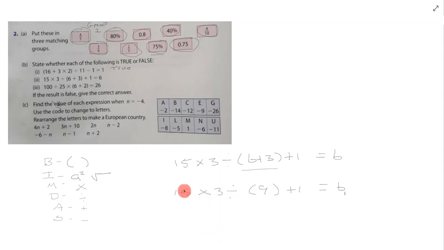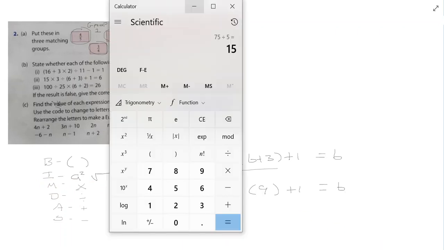So what do we do first? Do we multiply the 15 by the 3, or do we divide the 3 by the 9, or do we add the 1 onto the 9? Again, we go back to our order of operation, and we see that multiplication comes before division. So we go with multiplication first and multiply the 15 by 3. We do that first.